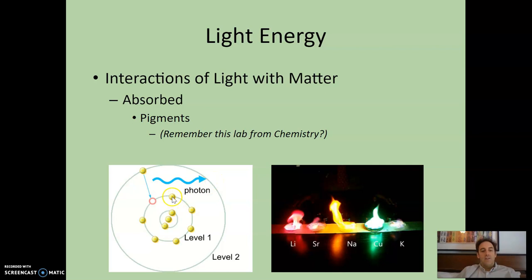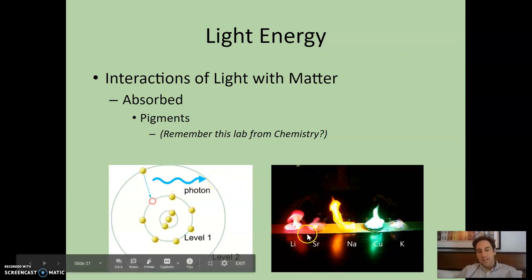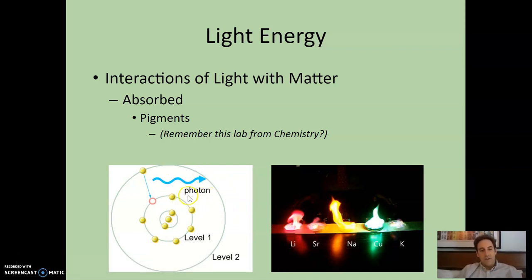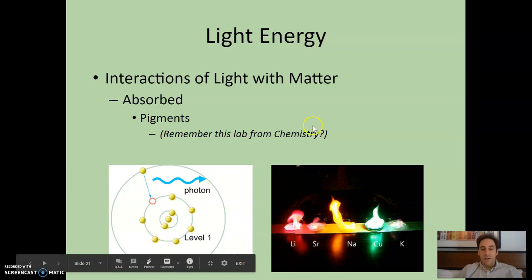Wah! And when it drops down to a lower energy level, it gives off a specific wavelength of light. So basically in chemistry, you're going woohoo as it absorbs energy from the flame and gives off that specific wavelength of light. And different atoms have different energy configurations and therefore give off different colors.